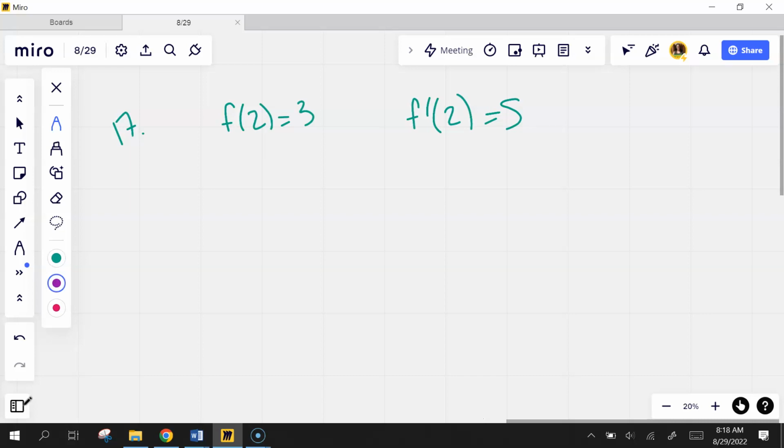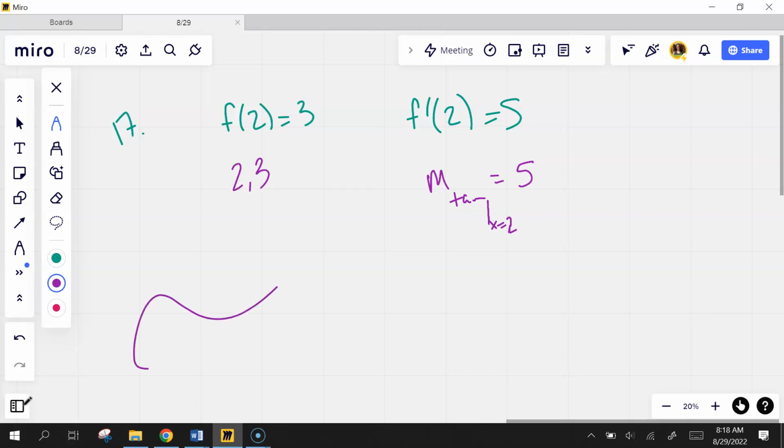Well, I know the slope of the tan line, right? When x equals 2. So I have a slope. I also have a point, right? I have that particular point. That point is 2, 3.